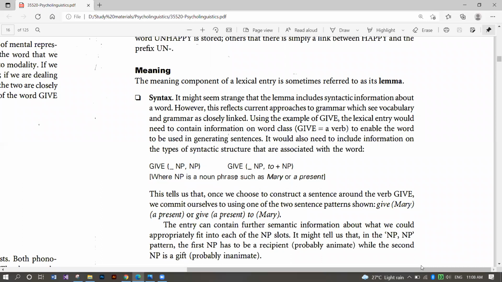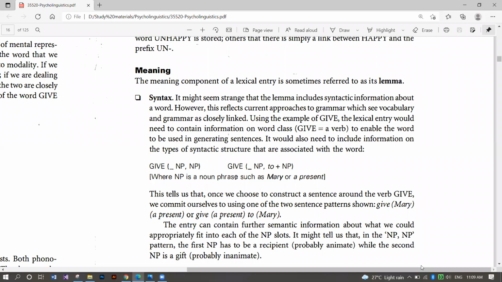So in meaning, we first have to study the syntax, since it's the most important thing. If you are studying meaning, you have to study the syntax, because the actual meaning of a word we can get from syntax, a specific structure. It might seem strange that the lemma includes syntactic information about a word. However, this reflects current approaches to grammar, where vocabulary and grammar are closely linked.